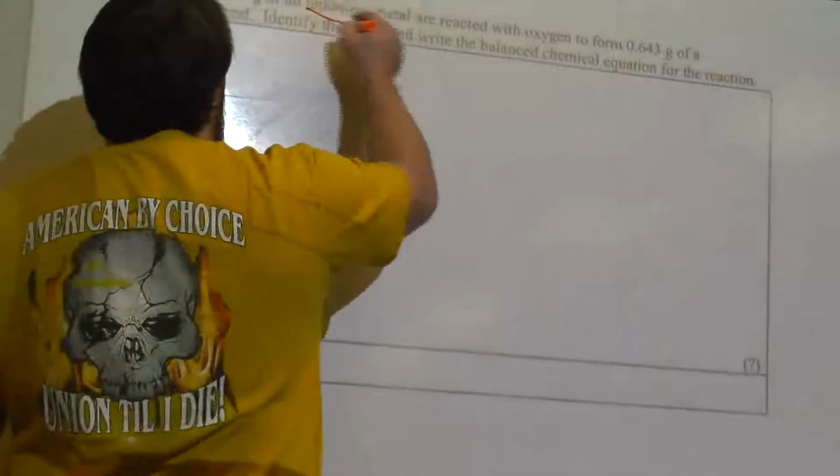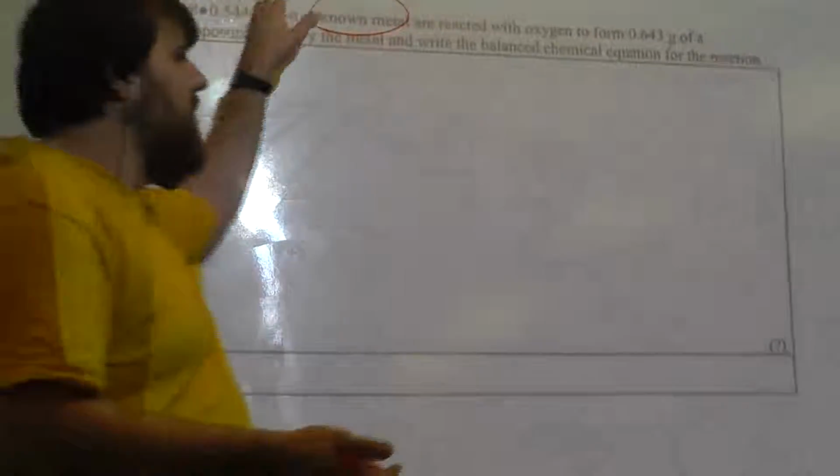So we want to solve this problem. We're told it's an unknown metal. Before, we had the benefit of knowing the oxidation state of the metal, but we don't have that this time. What we do have is the mass of the metal and the oxide that it forms, and then we're asked to find all the rest of the information.